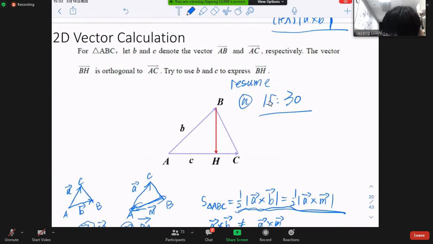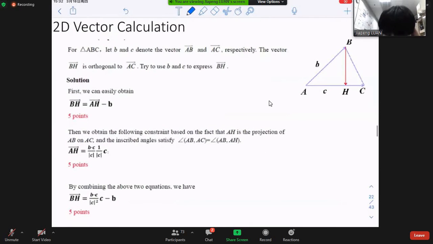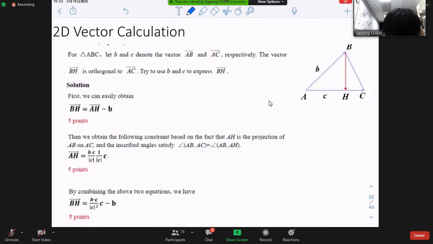And then for this question, you have a triangle ABC, and the vector BH is orthogonal to AC, and you try to use B and C to represent this BH. Let's see how to do this. First, you can see that BH is AH minus B, right? You have this triangle, and then you can represent BH here.